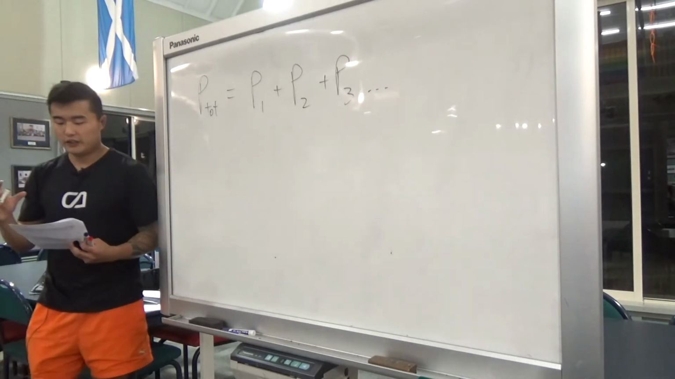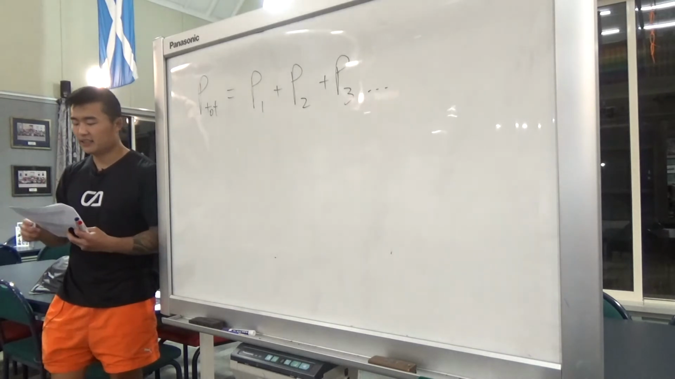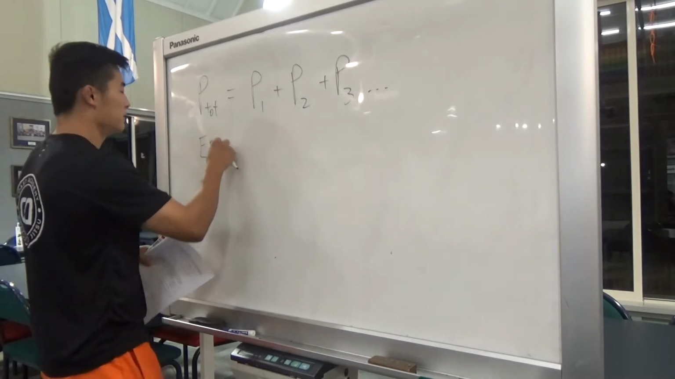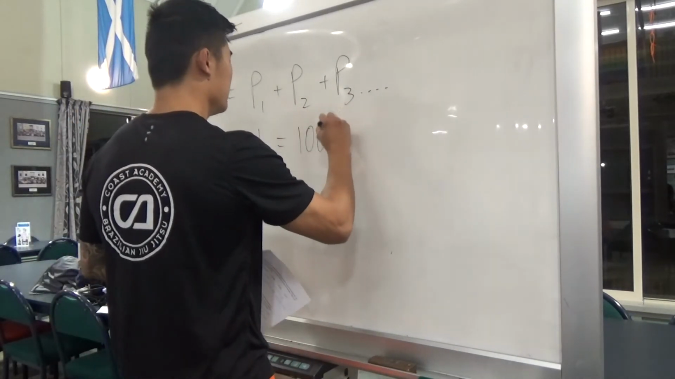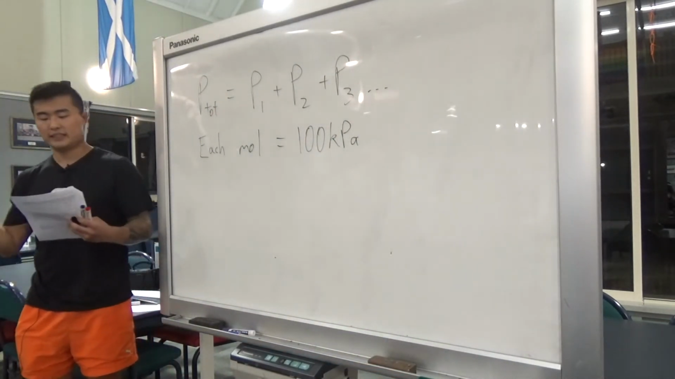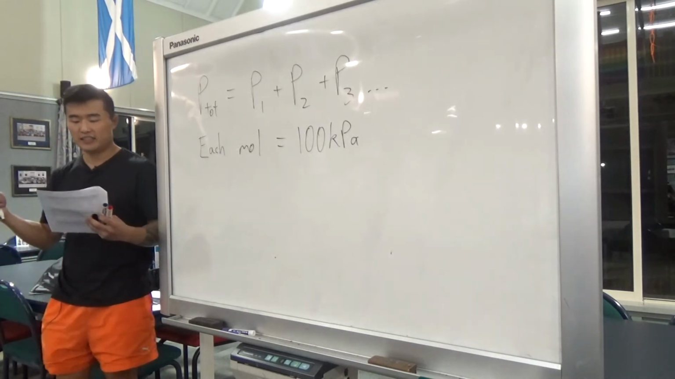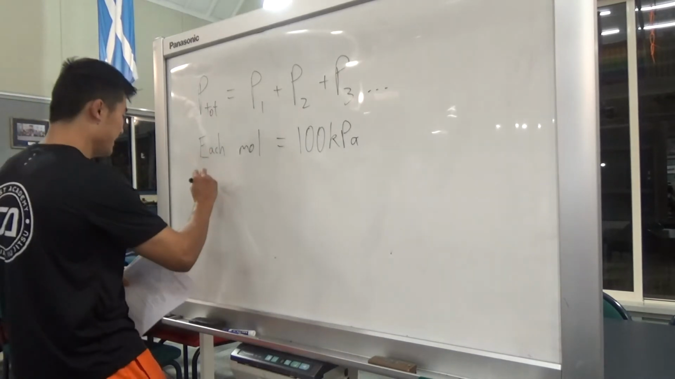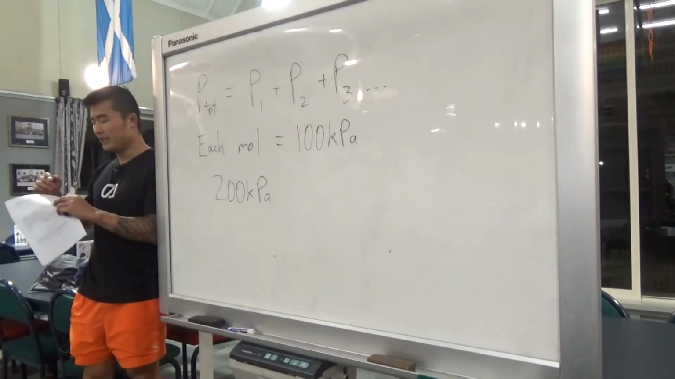Okay, so we have a pressure of 300 kilopascals, and we know that there's 3 moles total inside the container. So that means that each mole must equal 100 kilopascals of pressure. Okay? Since there's 3 moles and there's 300 kilopascals. And so that means that because there's 2 moles of oxygen, the partial pressure of oxygen will be 2 times 100 kilopascals, which is 200 kilopascals. Okay? So it's really quite a simple question.